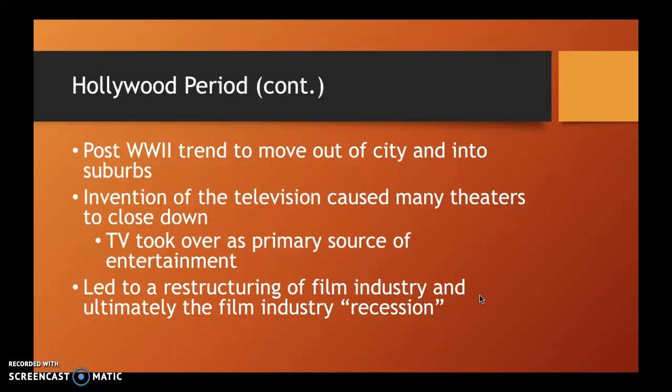Also due to this was the invention of the television, which also caused many theaters to close down, and television took over as the primary source of entertainment. This eventually led to a restructuring of the film industry, and ultimately led to the film industry "recession." Even though there wasn't necessarily an economic recession, the film industry experienced this recession because of the changing technologies and the way people consumed film and their primary source of entertainment.